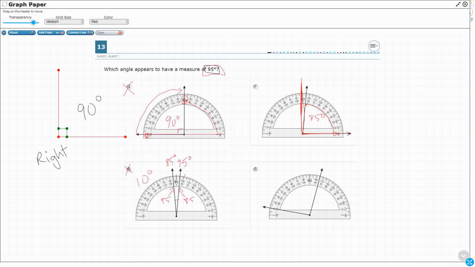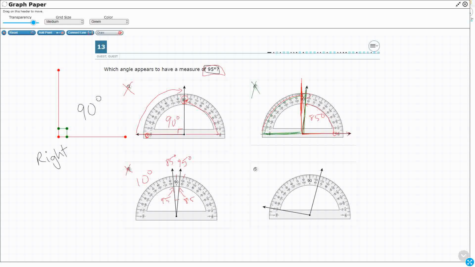And so the reason this is tricky is because it looks like it's 95, but that's if you're measuring from the outside. If I were to go from here to where this line is, that would be perfect, because that is 95. So that's not going to work either, so let's hope it's D.